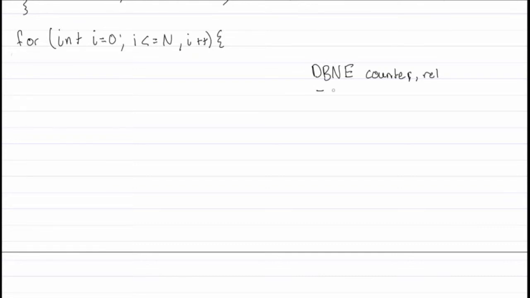So what does this do? Well, this decrements a counter, so it goes counter minus minus, as long as the counter does not equal 0. And every time it decrements, so the counter goes down by 1, it will also branch or jump straight back to the relative offset we have here.